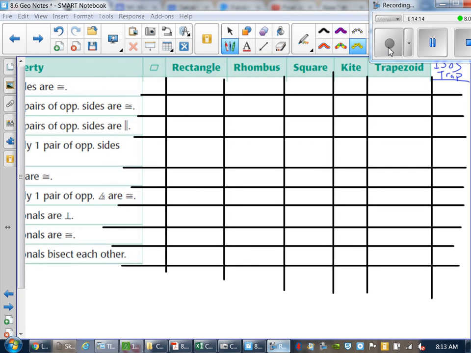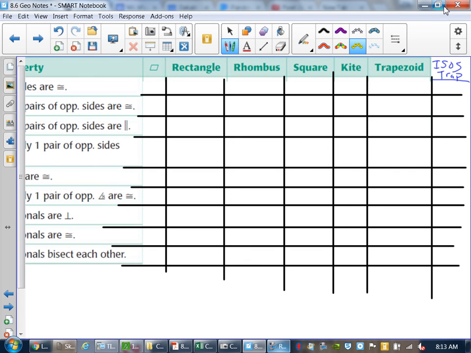All right. So, all sides are congruent. Who has it? What shapes? Rhombus. Just those are the only 2 that have all sides congruent. Both pairs of opposite sides are congruent.